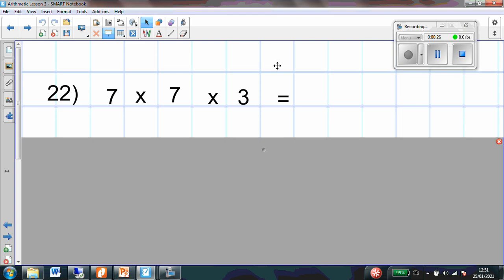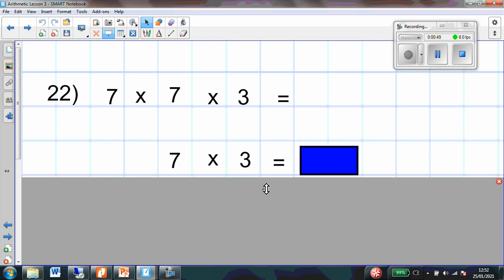Now there are a few different ways that I can do this. I could do 7 times 7 first if I wanted to. 7 times 7 is 49. I know that 49 is nearly 50, so that might help me work out how to times it by 3. I think for me though, it would be easier to do 7 times 3 first. So my first calculation is going to be 7 times 3.